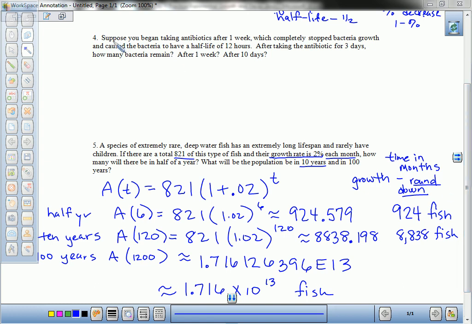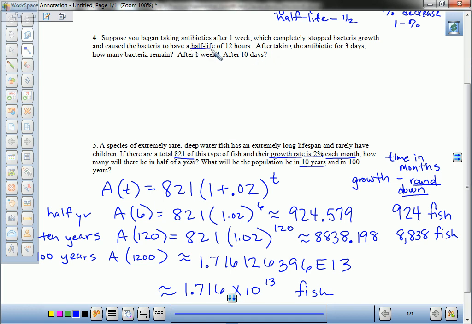Okay, so back up to number 4. Suppose you began taking antibiotics after 1 week. So this ties back into number 3. Number 3 is still on the board over there. The antibiotics completely stopped bacteria growth and caused the bacteria to have a half-life of 12 hours. After taking the antibiotic for 3 days, how many bacteria remain? After 1 week, after 10 days.